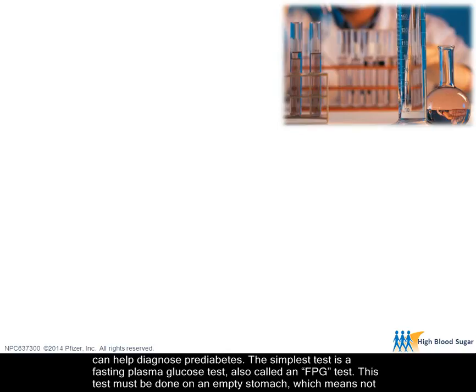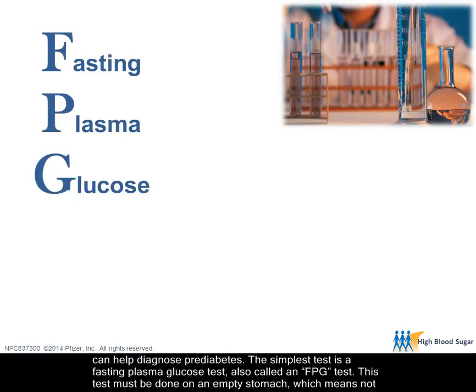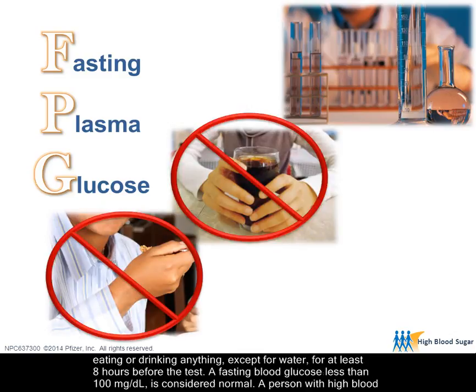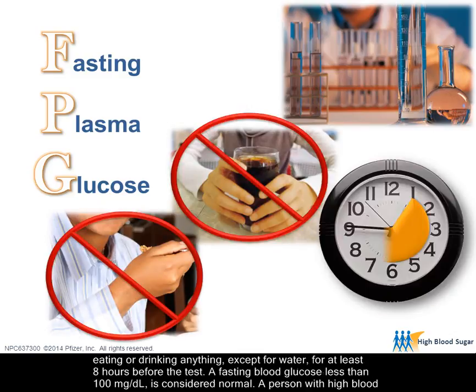There are 2 different blood tests that can help diagnose prediabetes. The simplest test is a fasting plasma glucose test, also called an FPG test. This test must be done on an empty stomach, which means not eating or drinking anything except for water for at least 8 hours before the test.